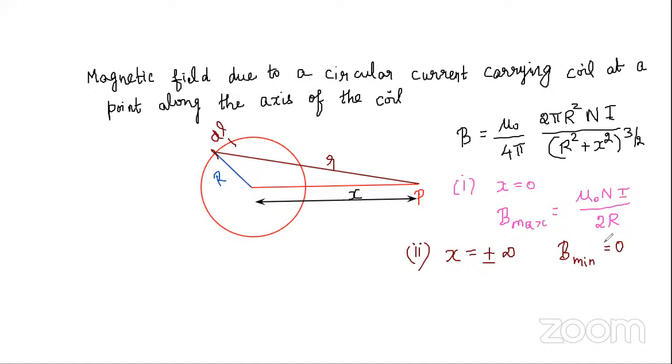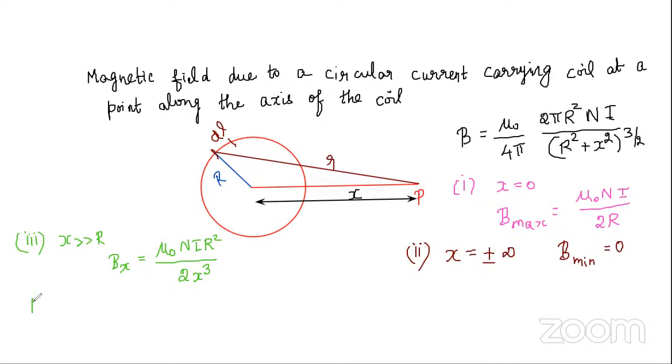And then the third case is x greater than capital R. That means this distance x is very much greater than the radius of the coil. In that case, what will be the magnetic field? Bx is equal to mu naught Ni R square divided by 2x cube.